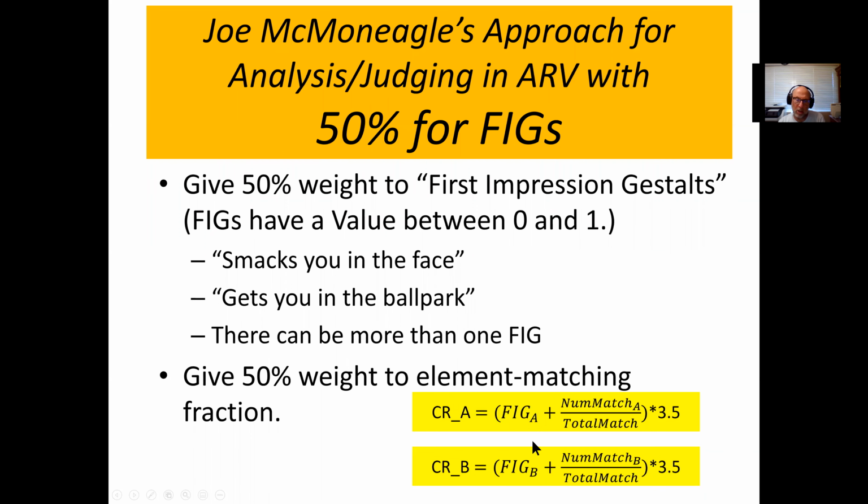Notice the first impression gestalts are between 0 and 1. The element matching, which I'm going to show you in a minute, is just the number of matches of elements and sketches from the A photo here, let's say. So here's something between 0 and 1. Here's something between 0 and 1. And all you do is multiply that sum by 3.5. So you'll get a number between 0 and 7.